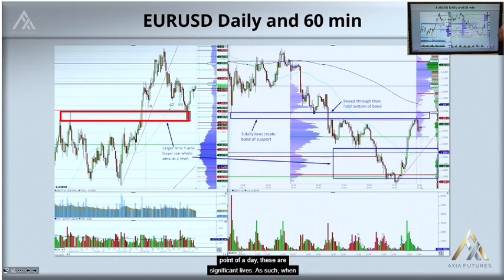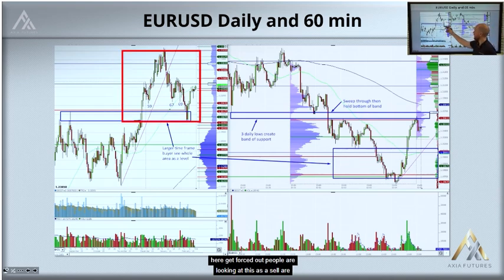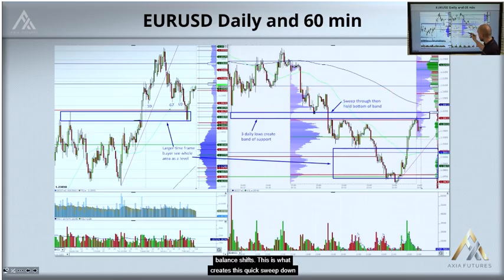Now, from the point of view of a daily, these are significant lows. As such, when they break, this brings in extra selling. People who are long above here get forced out. People who are looking at this as a sell are then going to initiate trade. So you get sellers coming in, the balance shifts. And this is what creates this quick sweep down. You take out all three of those levels in one nice quick move. Now, what you've got to think about here, from a short time trader's perspective, this is great. Level's gone, move is on. And we can now start looking down towards this previous high, down at 17.